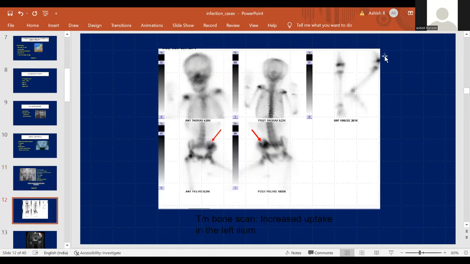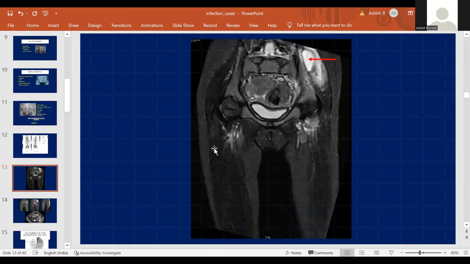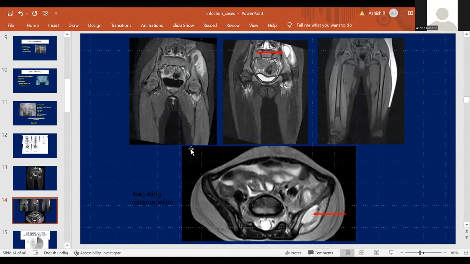At that point, we did a bone scan, which was available, and it showed increased uptake in the left ilium. So we did MRI, which showed osteomyelitis of the iliac wing, and there was collection over there. So that was drained. It grew MSSA, and it was treated with debridement and antibiotics.